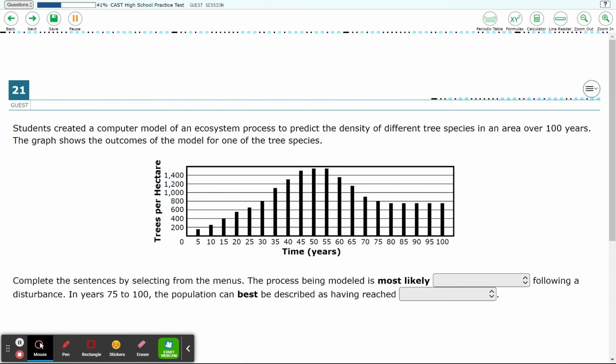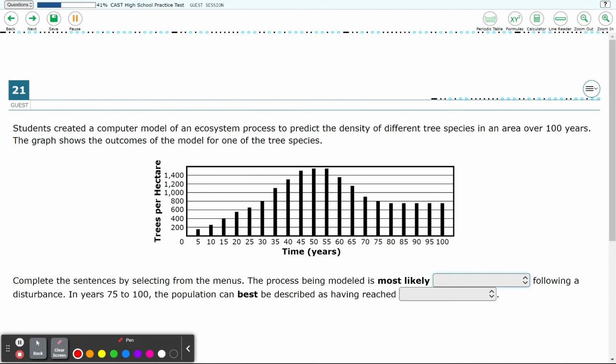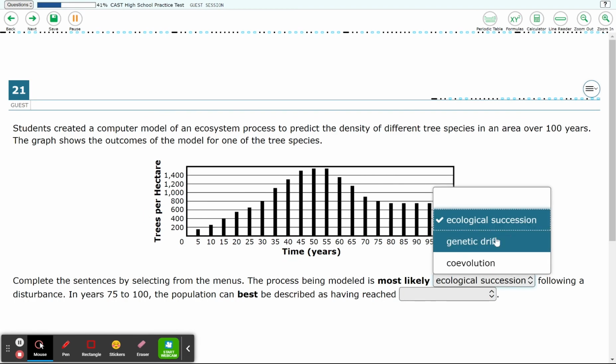So let's take a look at our choices here. First, we can see that we have ecological succession. That is the process by which the mix of species and habitat in an area changes over time. That does sound pretty good because we're talking about how this particular kind of tree here changed over time. So let's take a look at the other ones, but that one's sounding pretty good.